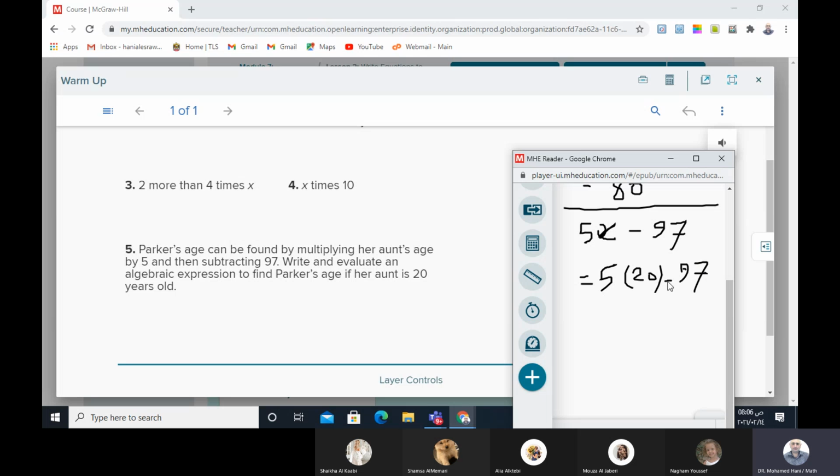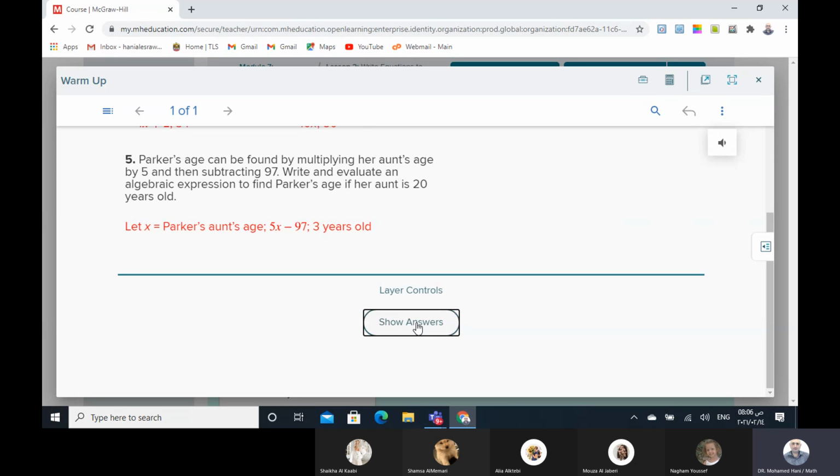Now I want all of you to find the value and tell me your answer, please. Mister, is Parker's age 3? Great, Nagam. I will add to you 2 marks. Great work. 5 times 20 will be 100. 100 minus 97 will be 3. So the answer will be 3.